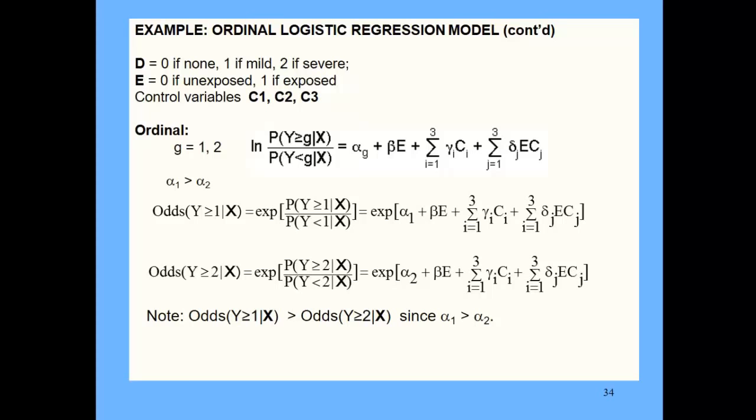That's something one could ask on an exam, for example: what do the odds look like? If you wanted to compare two people, and you're talking about two different odds, what would they look like, and how would they compare? Well, in this case, this odds has got to be greater than this odds because this odds involves alpha 1, this involves alpha 2, and alpha 1 is greater than alpha 2 because that's what the model says. That's what's assumed in the model.